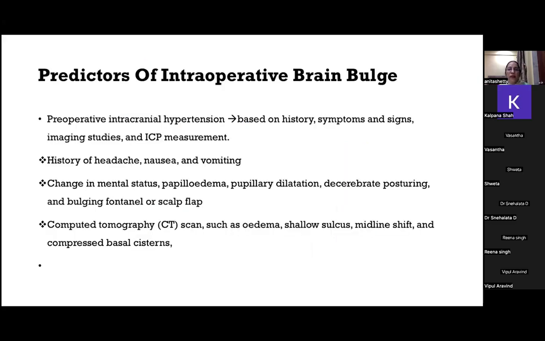So what are the predictors of intraoperative brain bulge? Preoperative intracranial hypertension based on history, symptoms, and signs, imaging studies, and ICP measurements, like history of headache, nausea, vomiting, change in mental state, papilledema, pupillary dilatation, decerebrate posturing, and bulging fontanelles or scalp flap will all indicate that these patients have increased ICP and they can have more incidence of intraoperative brain bulge. And on computed tomography scan, or the CT scan, there can be edema, shallow sulcus, midline shift, and compressed basal cisterns. All this will predict that the patients will have intraoperative brain bulge.